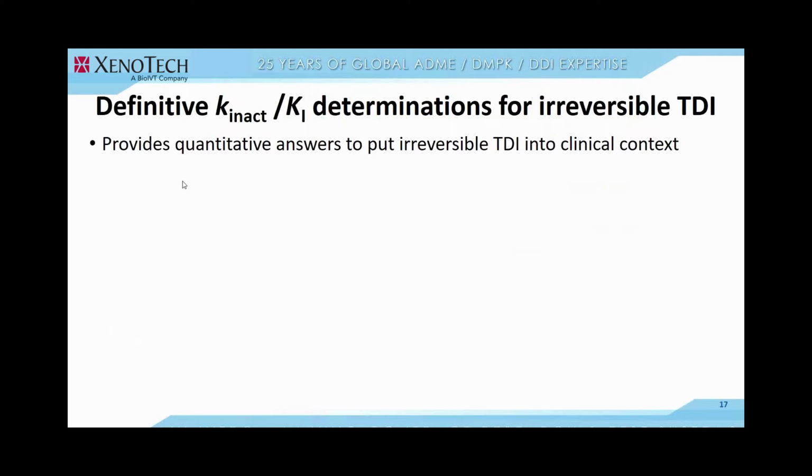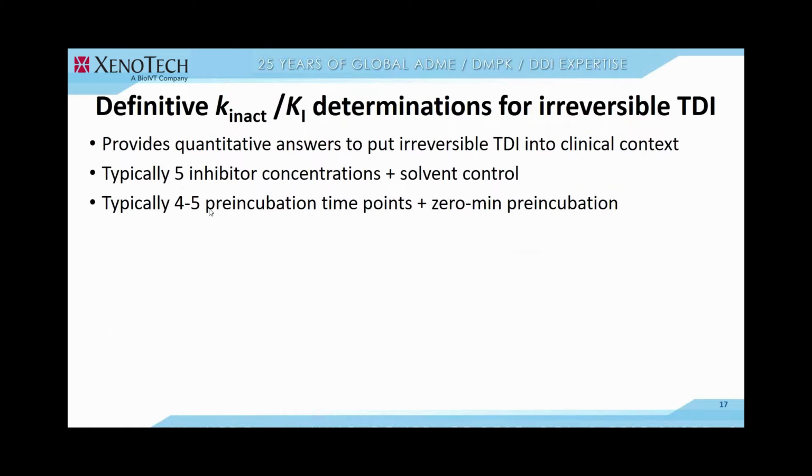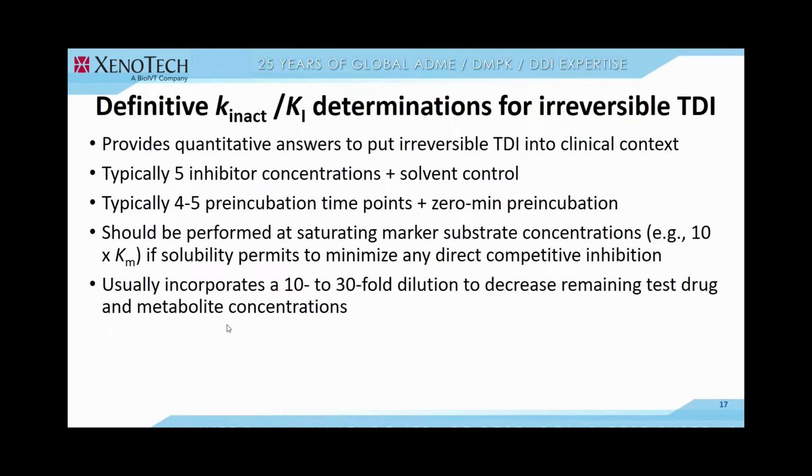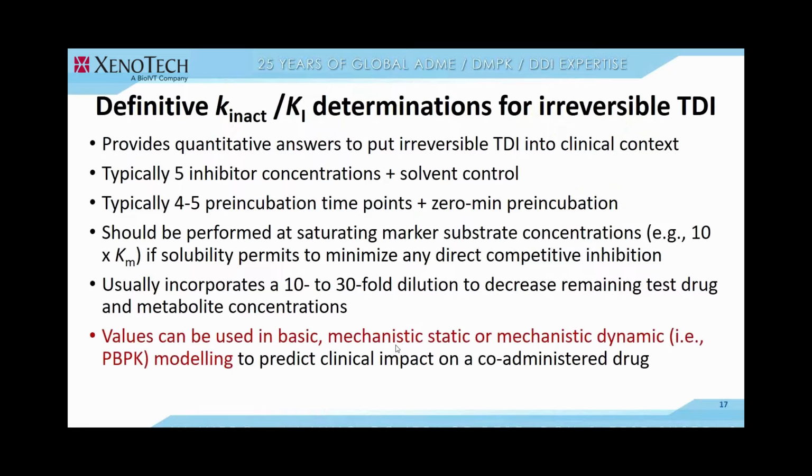So for definitive kinact and KI determinations for irreversible time-dependent inhibition, these provide quantitative answers to put the irreversible time-dependent inhibition into a clinical context. And typically we have 5 inhibitor concentrations plus a solvent control. You can use 4 to 5 preincubation time points. And these should be performed at saturating marker substrate concentrations, so 10 times the Km if solubility permits, and this minimizes any residual direct competitive inhibition. It also usually incorporates a 10 to 30-fold dilution factor to decrease the remaining test drug and metabolite concentrations so that all you're seeing is irreversible inhibition.